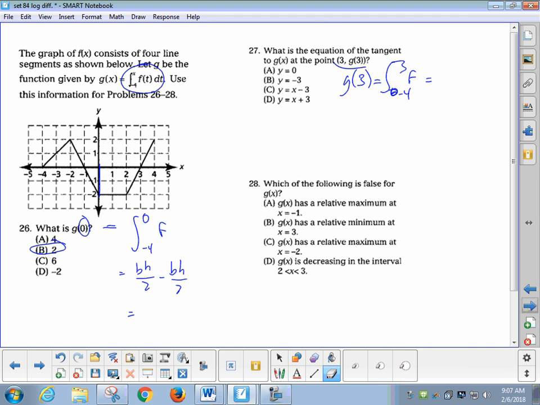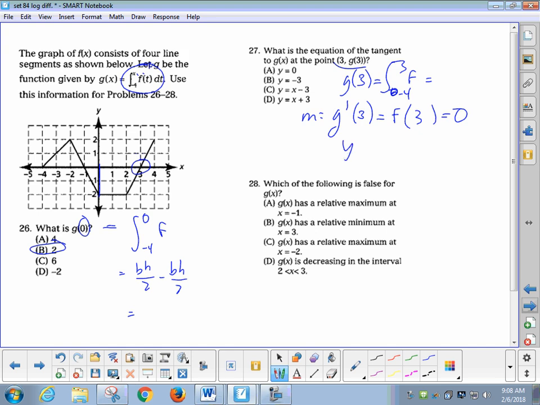But you need to find the point. Then you need the slope. What is G prime? The slope is G prime at 3. G prime at 3 is equivalent to what? It's the derivative of the antiderivative, so it's just f at 3. F at 3 is 0. At that point, then, it doesn't really even matter what the point is.